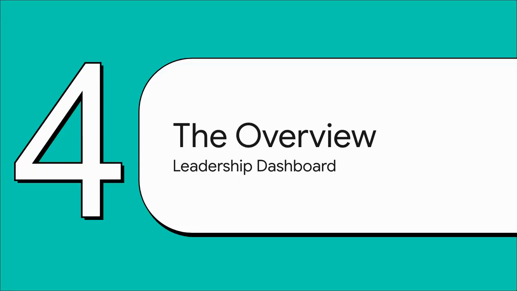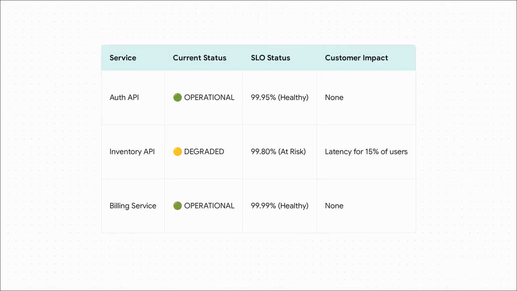Okay, so while the engineer is deep in the weeds, in the command line, leadership needs a completely different view. We need to zoom out, way out, from the technical details to the strategic dashboard. And this is what that view looks like. It's clean, it's simple, and it speaks the language of business impact. Nobody here's asking about CPU utilization. They're asking the important questions. Are our services healthy? Are we hitting our targets? And what is the real impact on our customers?